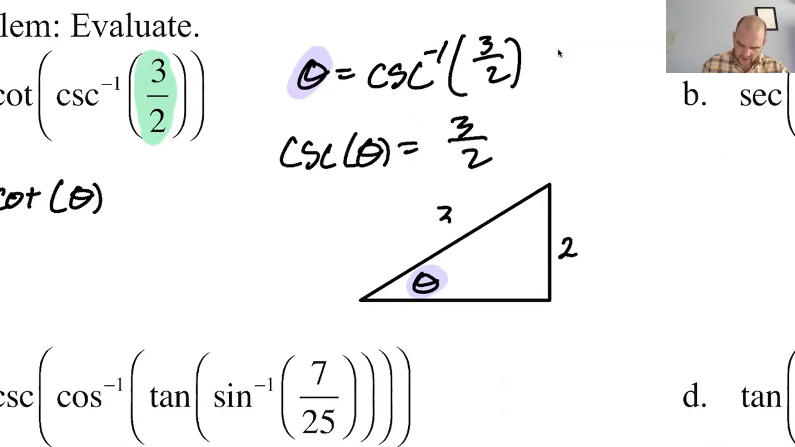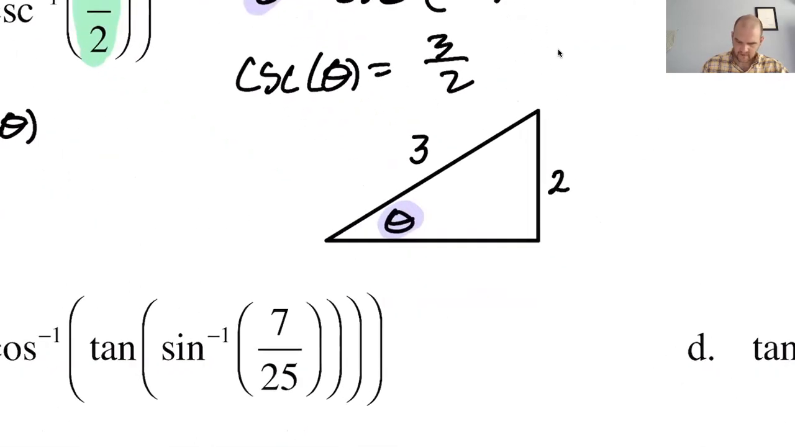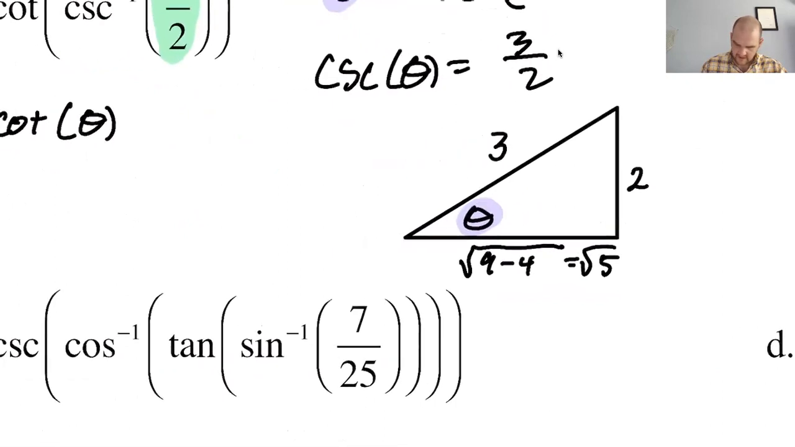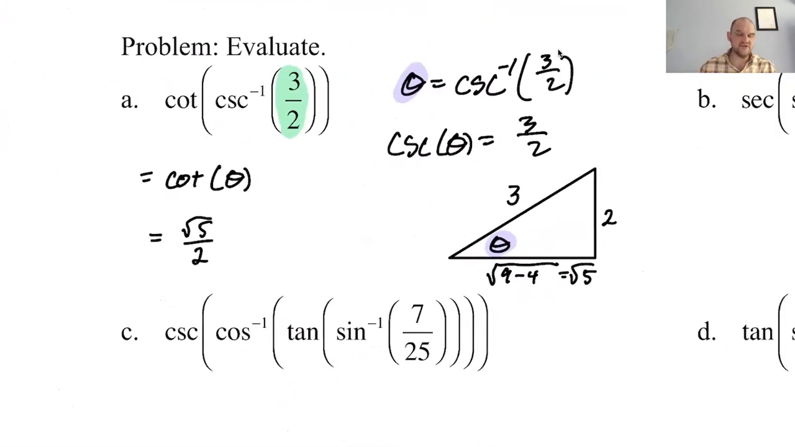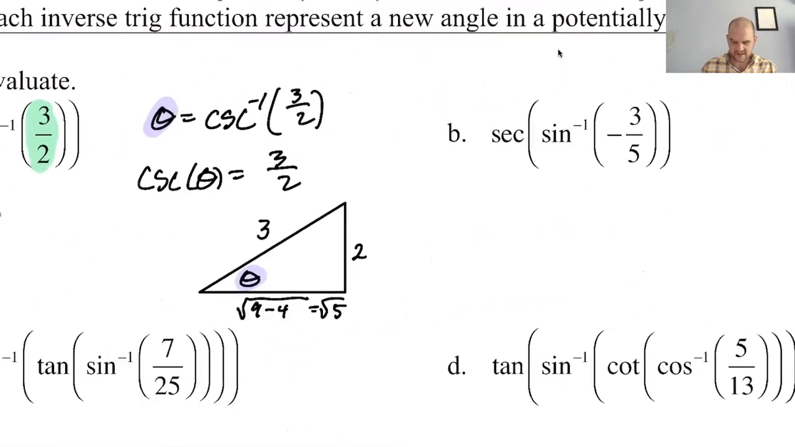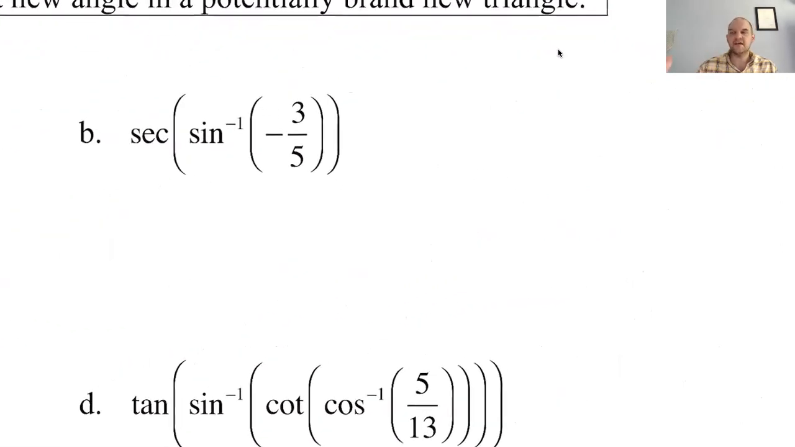So what's the missing side? It's going to be the square root of 9 - 4, so the square root of 5. And the question is, what is the cotangent of theta? The tangent of theta is 2/√5, so the cotangent is going to be root 5 over 2. And there you go. So that's what this thing evaluates to. We're going to do all of these this way. It's like a superpower, because it's so weird that you can do them. That's what I marvel over, is the fact that you can even do them at all.